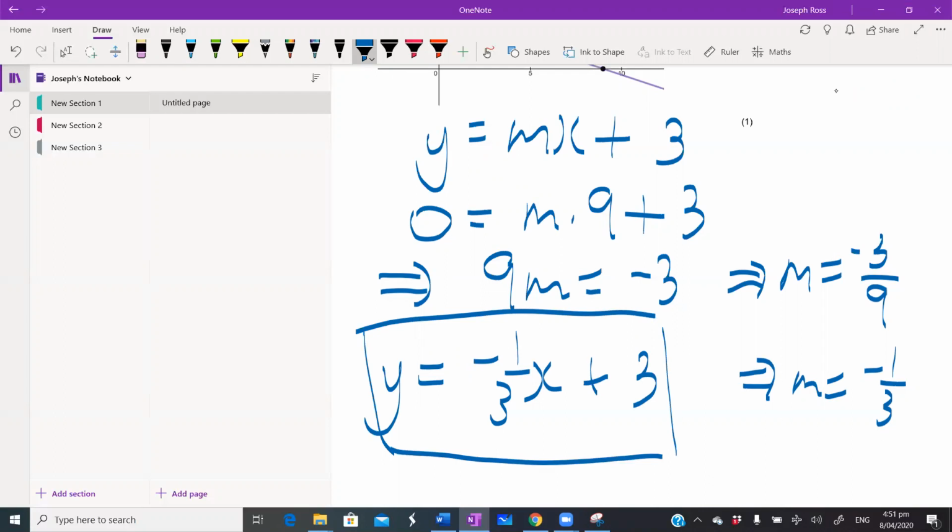So this question was worth 1 mark, and half a mark for getting the value of m, which is minus 1/3, correct, and half a mark for getting the value of c, which is 3, correct.